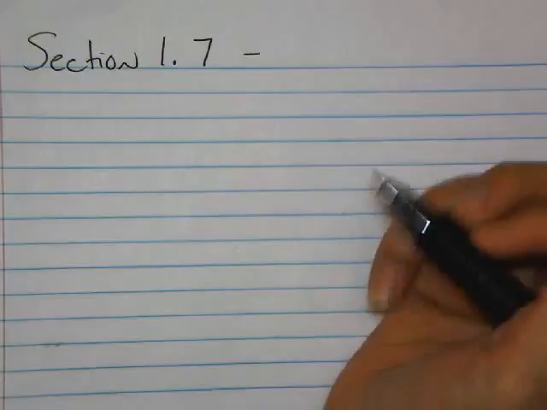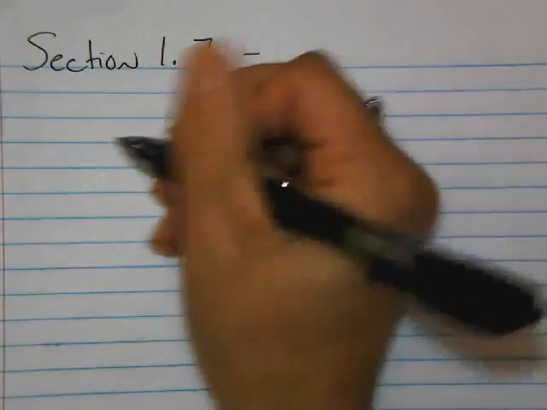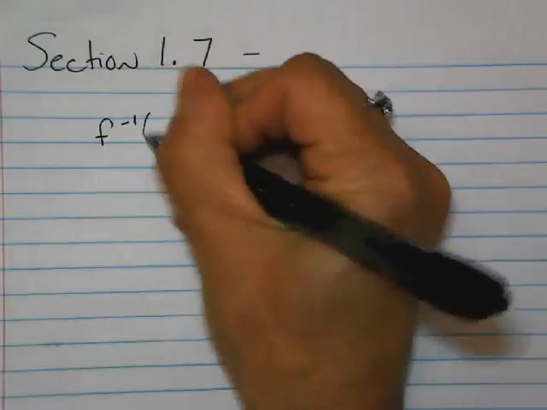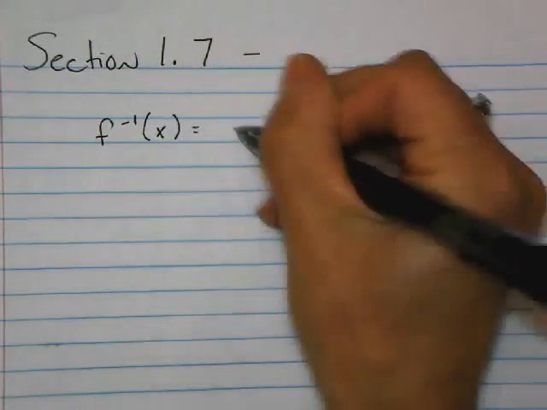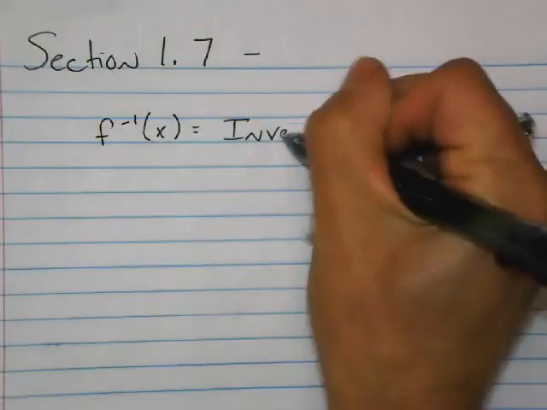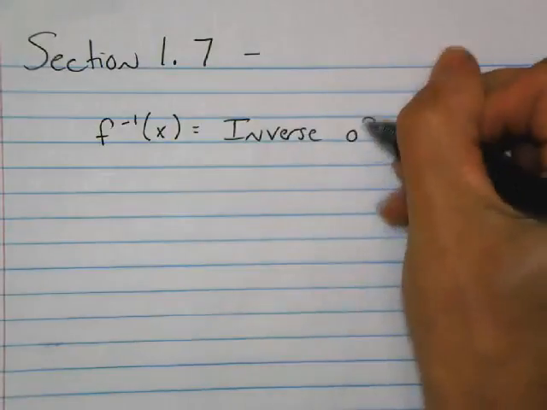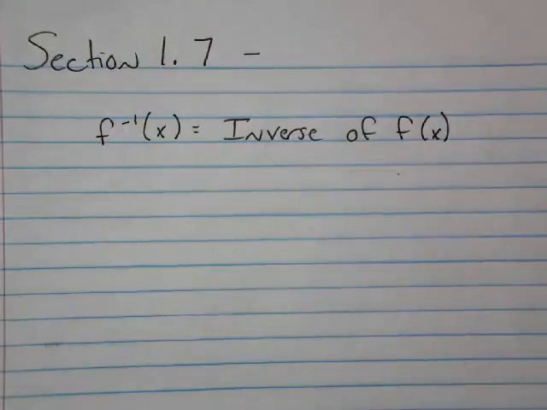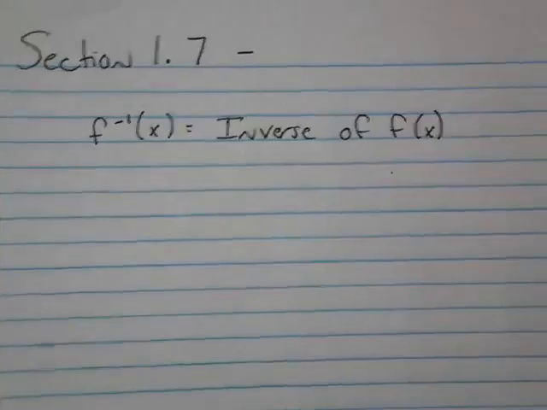Alright, so today we're going to talk about what an inverse function is. An inverse function is going to have that little -1 exponent there, and that's the inverse of f of x. And what we're going to learn today is how to tell if things are inverse and then how to write an inverse function.